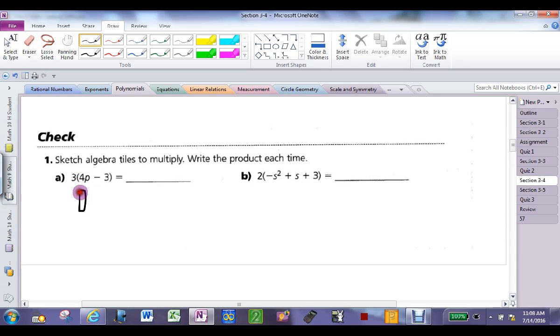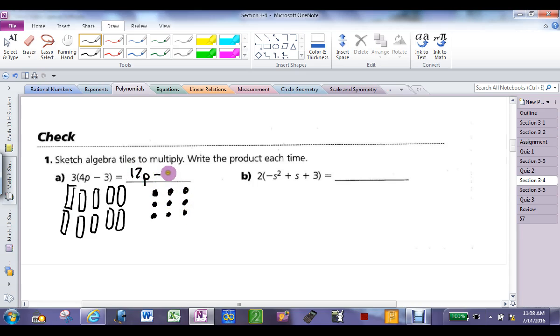So, I have 4 p's and I have negative 3 p's. But I need to have how many of them? I need to do that how many times? Thrice. So there's once, twice, thrice. Once, twice, thrice. And what do I get? 12p minus 9. And I do the same thing over here.